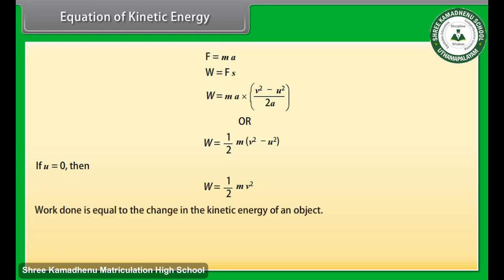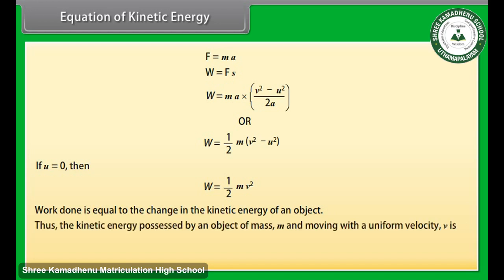It is clear that the work done is equal to the change in the kinetic energy of an object. Thus, the kinetic energy possessed by an object of mass m and moving with a uniform velocity v is 1/2 mv squared.